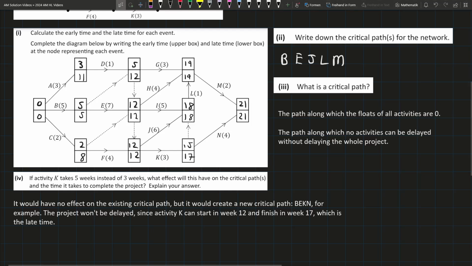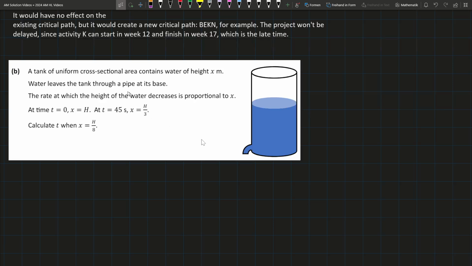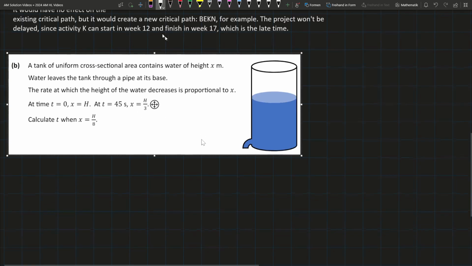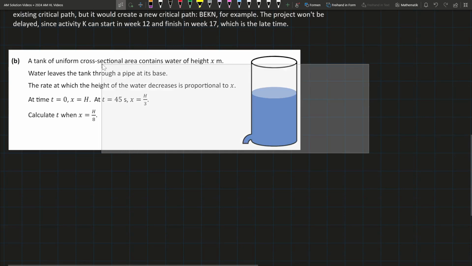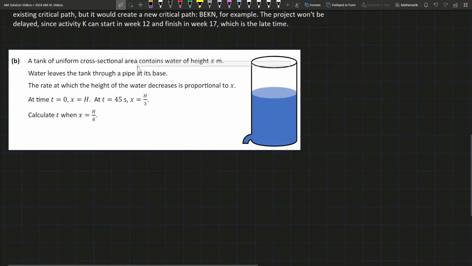Yep. For part B then, they decided to throw in a differential equation for whatever reason. So we have this uniform cross-sectional area, so the rate will be constant. We don't have to worry about the radius changing. Height x leaves through the pipe at its base, the rate at which it decreases is proportional to x, and we're given some initial information.